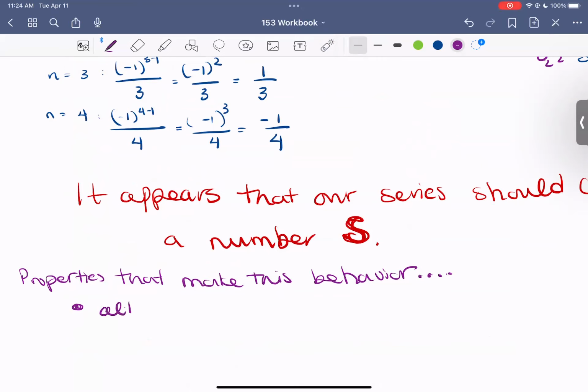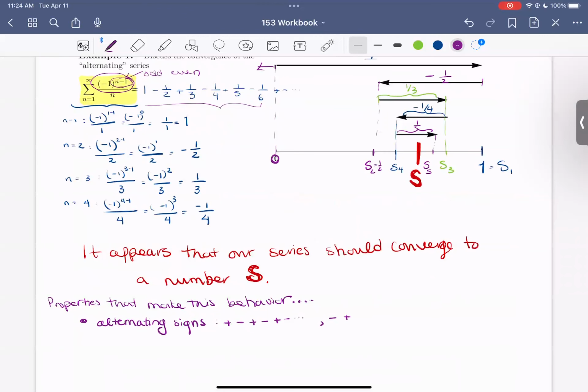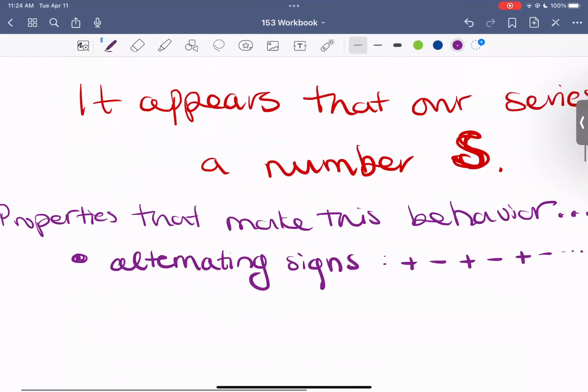So we are alternating signs. And in this case, we started with plus, and then we went minus, plus, minus, etc. But we could have also started with negative and then added. So in that case, we would have just started going in the negative direction first, and then positive direction, etc., back and forth. So that is what we mean by alternating. That's why we called this series alternating, and that's what we're going to see in the definition.